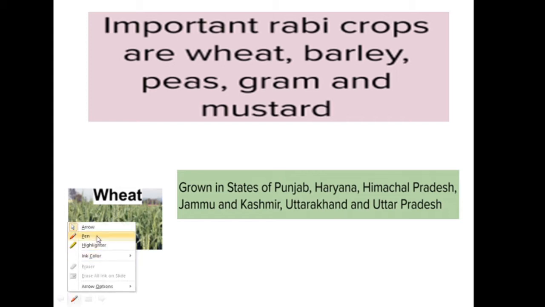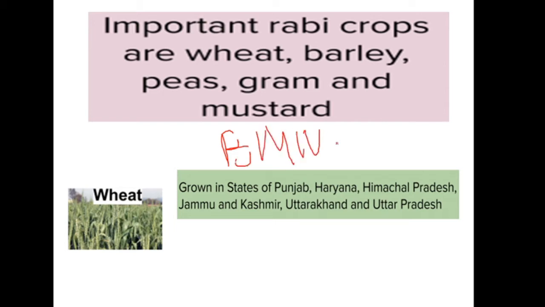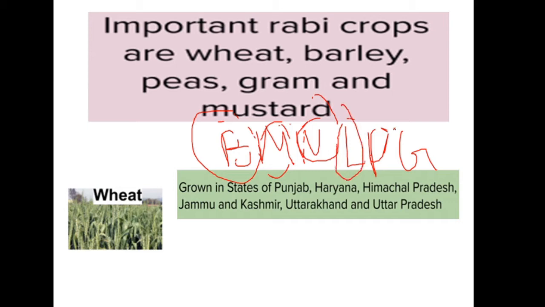The mnemonic that we can use is BMWLPG. Here B stands for barley, M stands for mustard, W stands for wheat, L stands for linseed, P stands for peas, and G stands for gram. All of these are the most important Rabi crops, and we can easily remember them by using just this mnemonic, BMWLPG.